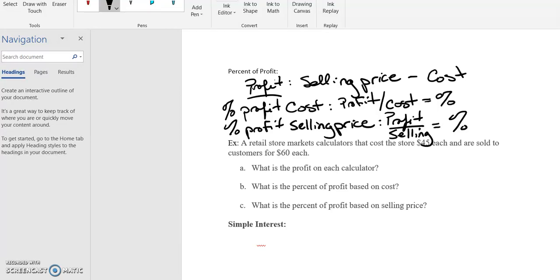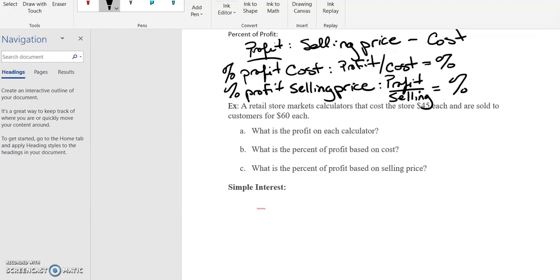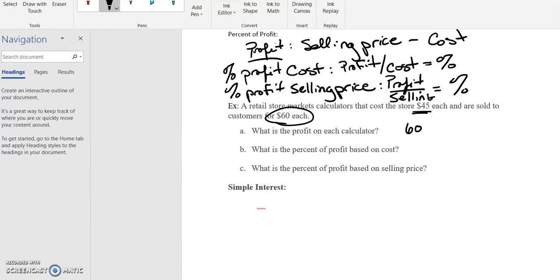Okay, so let's talk about calculators. This is a math class, so this could be fun. A retail store markets calculators that cost the store $45 each, and are sold to customers for $60 each. So we want to know, what is the profit on each calculator? Well, we are selling for $60, but it's only costing us $45. So that's $60 minus $45, which is going to give us a profit of $15.